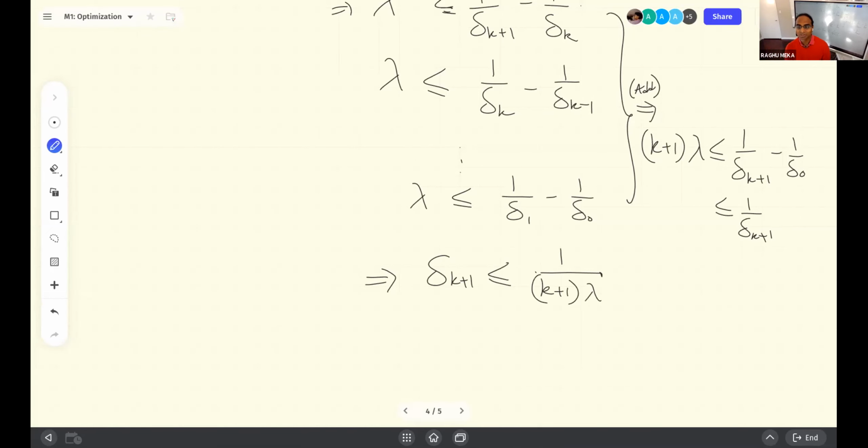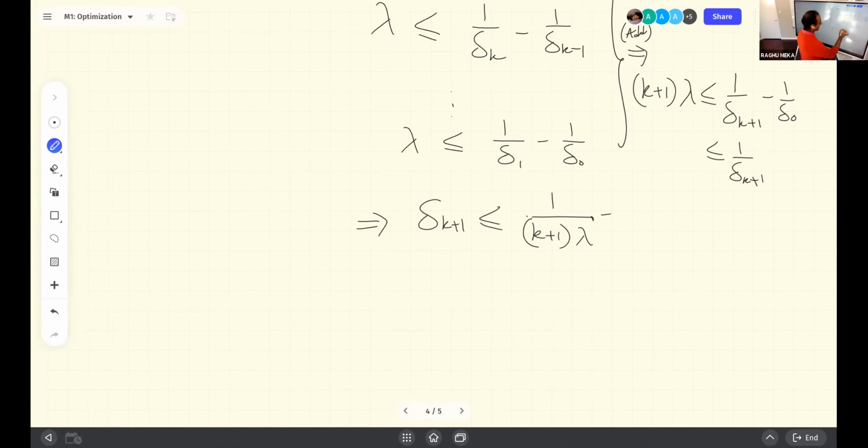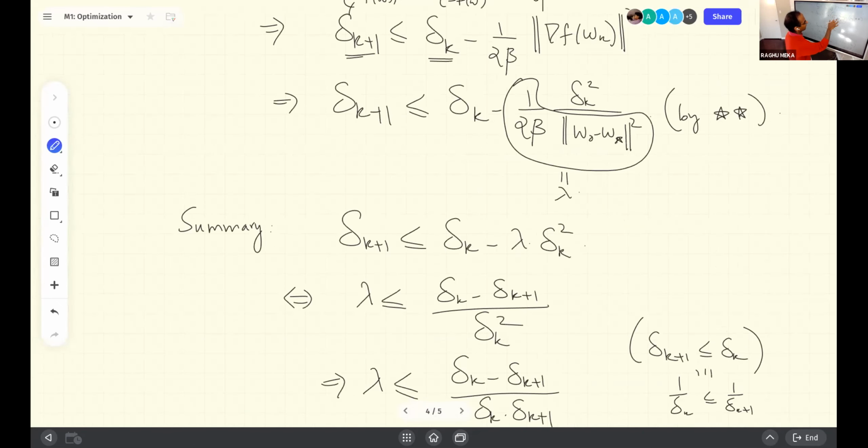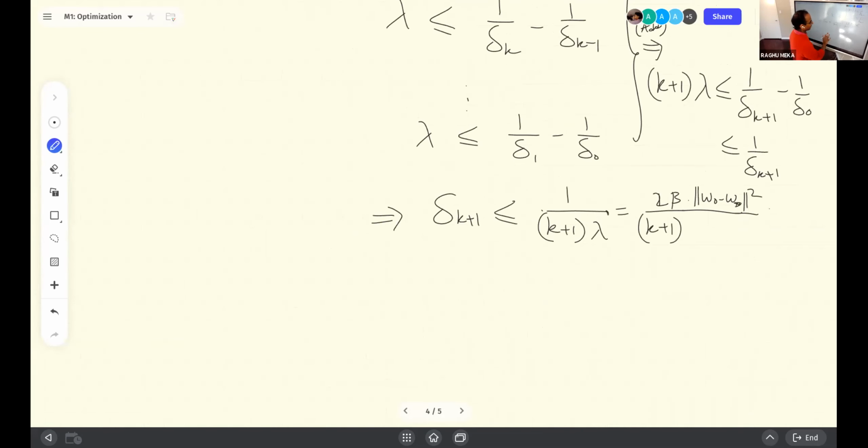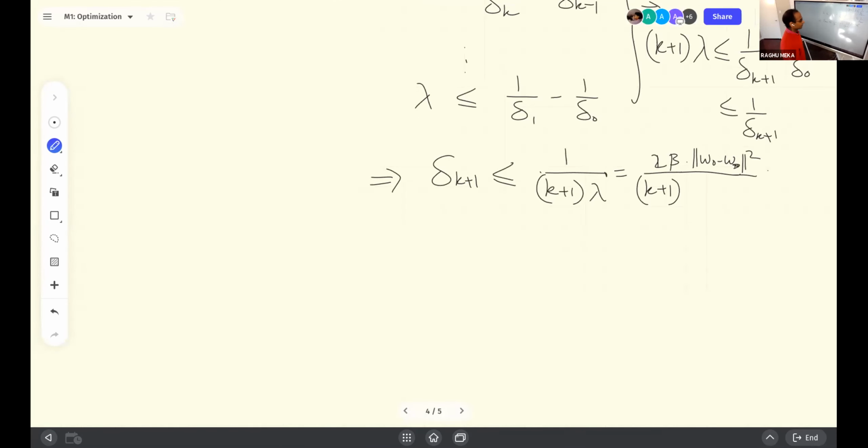Right? So that's what we wanted to show, didn't we? You have 1 over k plus 1 times lambda, and just recall lambda was 2 beta times the norm of w0 minus w star squared. It was just shorthand for that. That's what we defined lambda to be. Okay? Any questions about the proof?